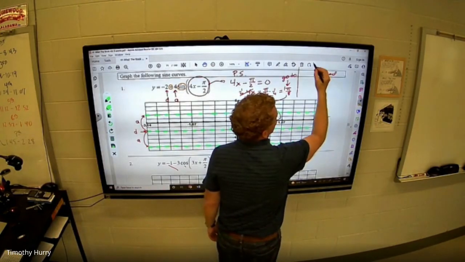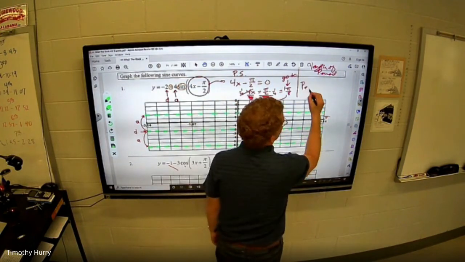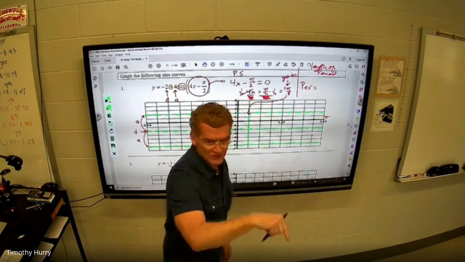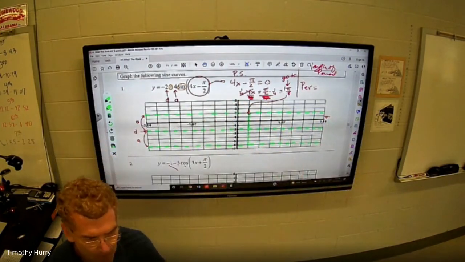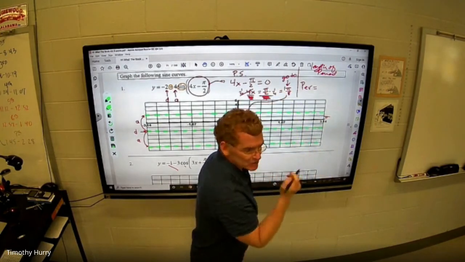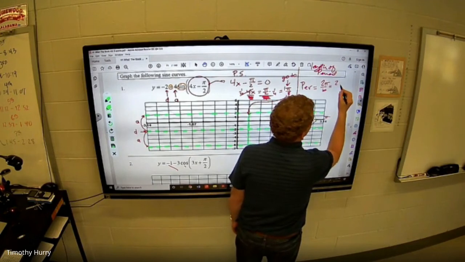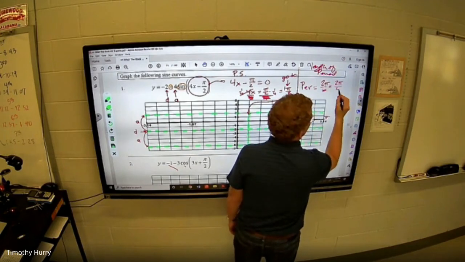What is my period? Now, when I say period, I mean length of period. What is the length of a period for sine and cosine based on your notes? It's 2 pi over whatever the b value is. Your b value in this case is a 4, right? Yep. So that gives me pi over 2.